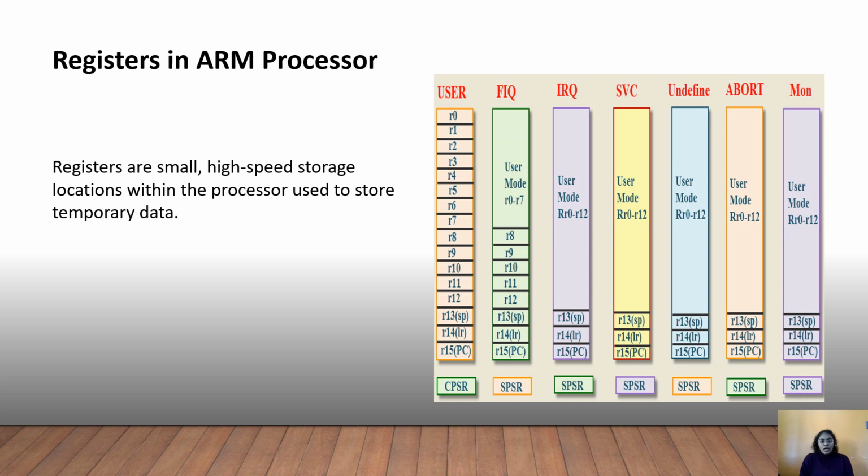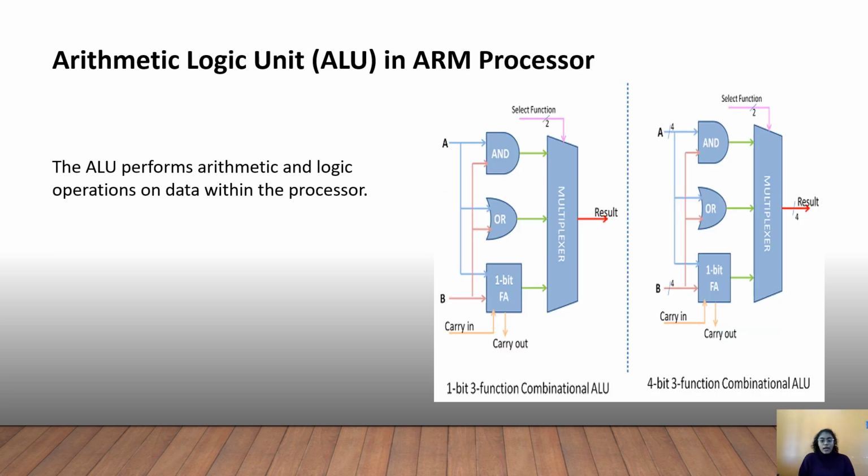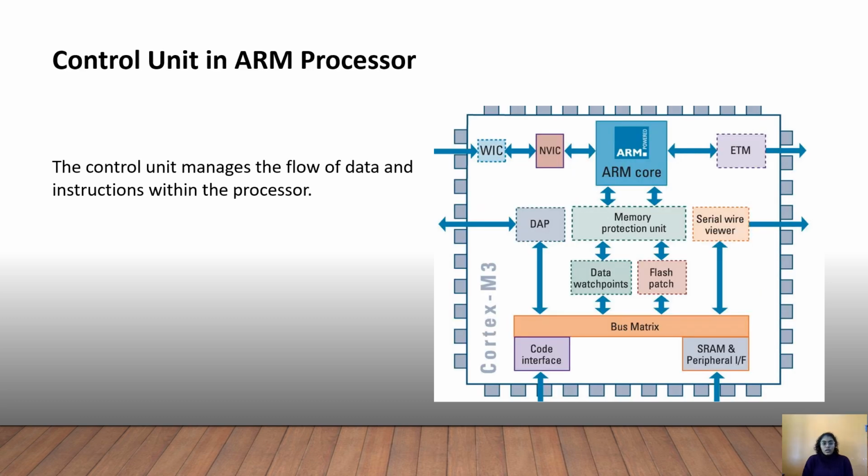Registers in ARM processor. Registers are small, high-speed storage locations within the processor used to store temporary data. So in the picture you can see there are many registers, user codes and user modes. Arithmetic logic unit in ARM processor. The ALU performs arithmetic and logic operations on data within the processor. And you can see the pictorial representation of the ALU in the ARM processor. Control unit in ARM processor. The control unit manages the flow of data and instructions within the processor.